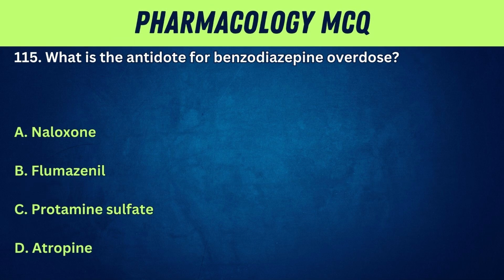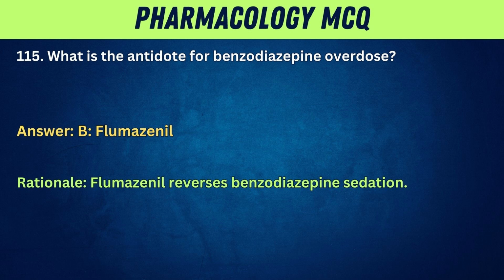115. What is the antidote for benzodiazepine overdose? A. Nephrotoxicity. B. Flumazenil. C. Protamine sulfate. D. Atropine. Answer: B. Flumazenil. Rationale: Flumazenil reverses benzodiazepine sedation.